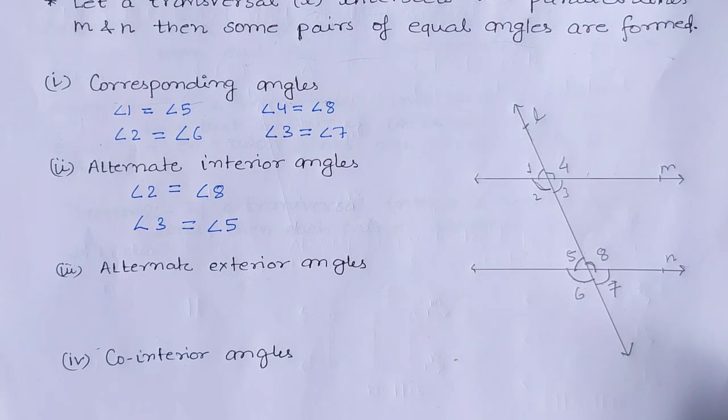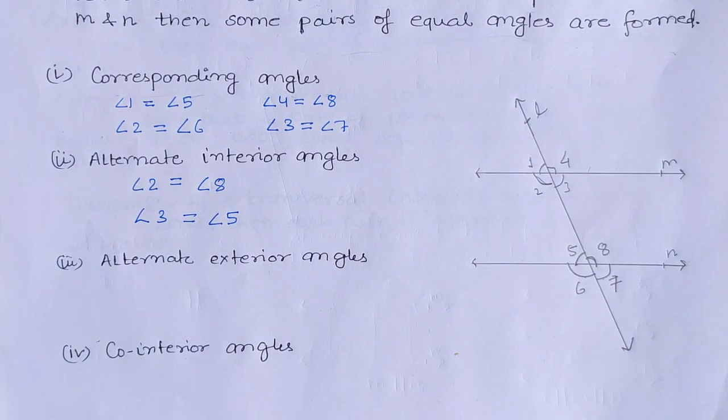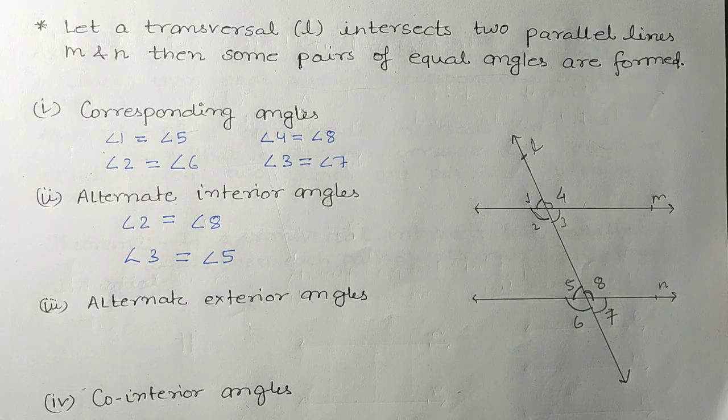The third concept is alternate exterior angles. As we have seen, in alternate interior angles we take the angles in between these two lines. Now in alternate exterior angles we will take the angles which are outside of these two lines. Firstly, alternate means angles on opposite sides of the transversal. And exterior means angles outside of these two lines.